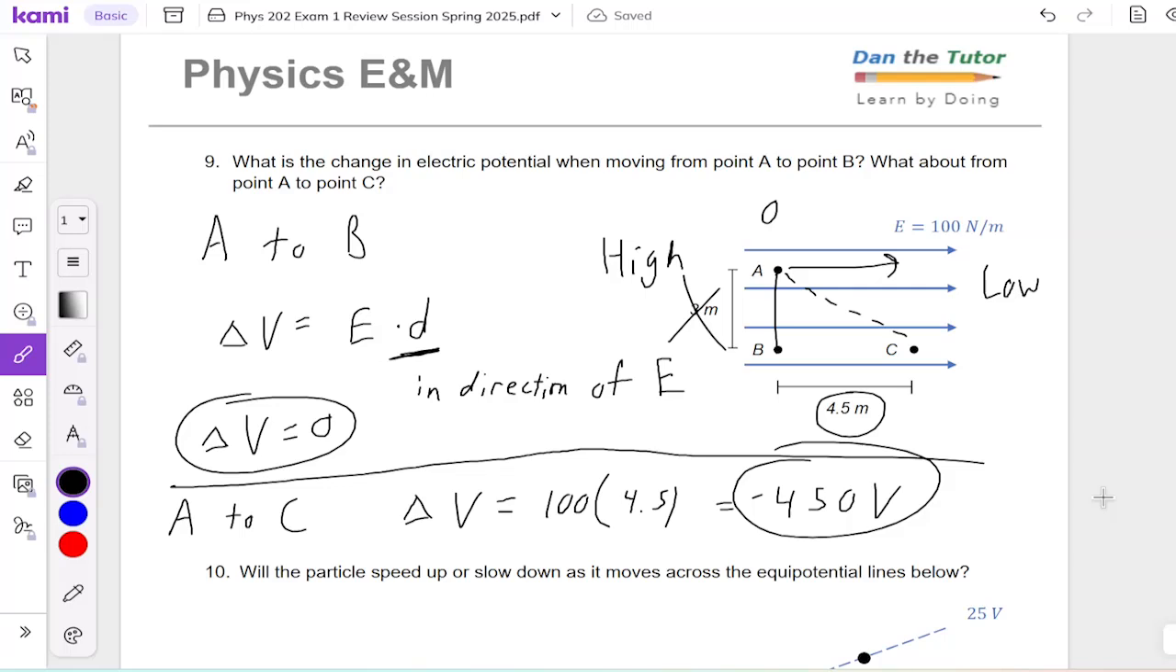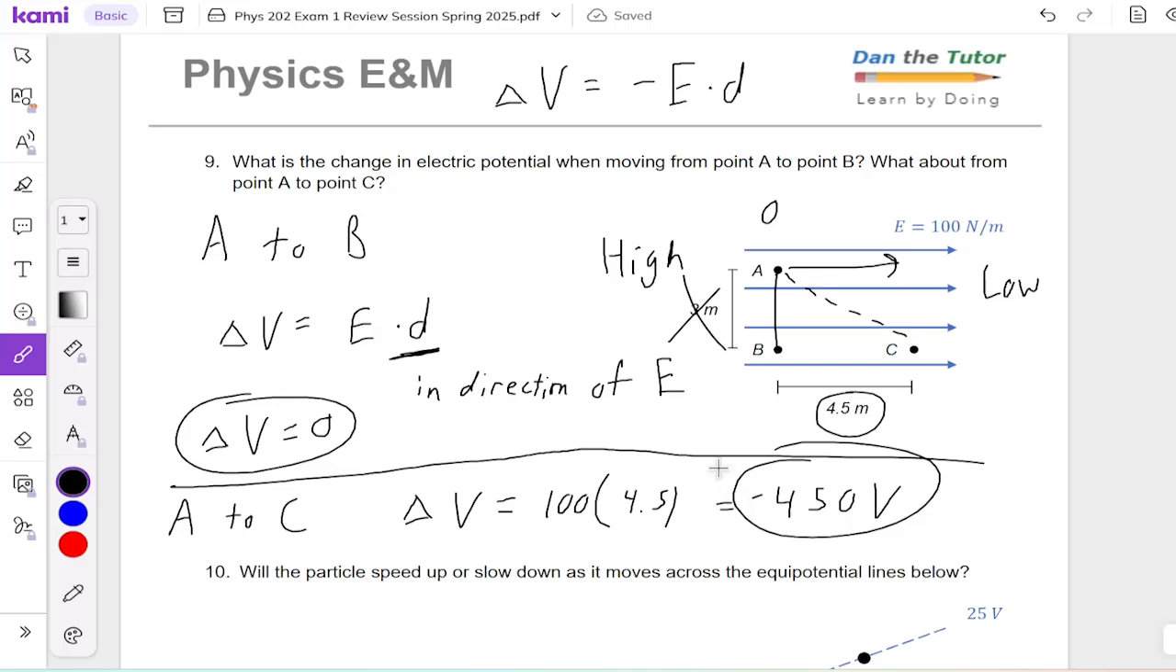It's negative. I guess you could even say there's technically two reasons why. Number one, if you really like the equation, delta V equals negative E times d. E points to the right, so definitely positive. d also points to the right, definitely positive. The negative sign out in front makes it negative. That's if you want to use the equation approach, which I usually don't.